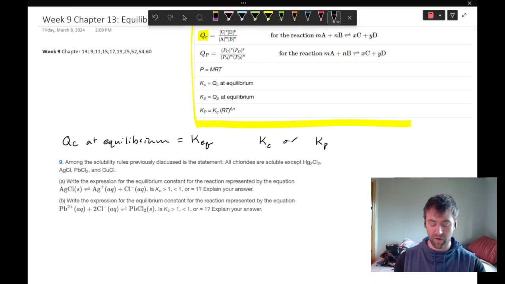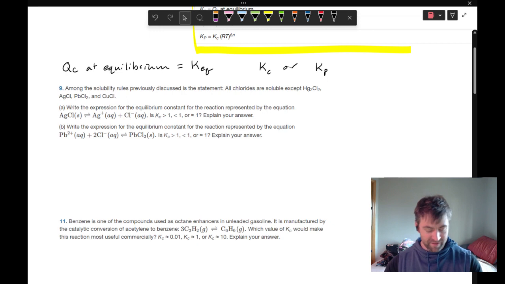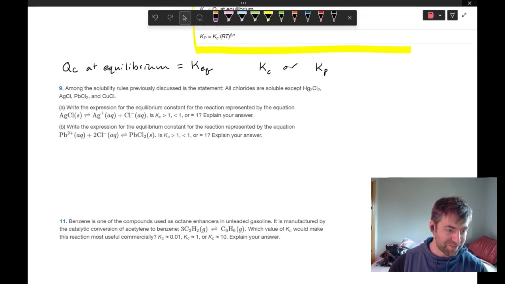We'll explain that a little bit more, but the only thing that you need to remember with KP is that gas pressure is related to the number of moles that are present, and the species is not as important. So by measuring the partial pressure of each gas, you can get a really direct measurement of how many moles of gas are present in a mixture. So speaking of mixtures, let's look at solubility rules as they relate to equilibrium here.